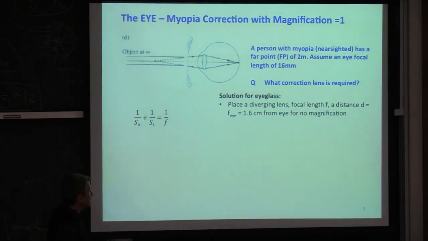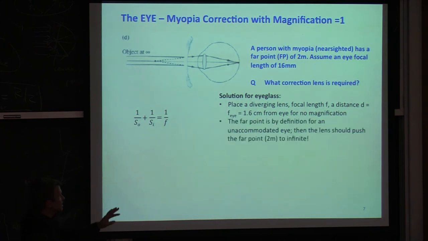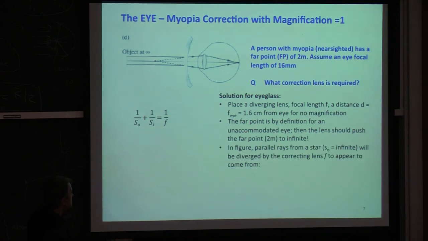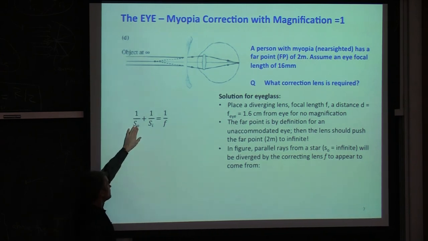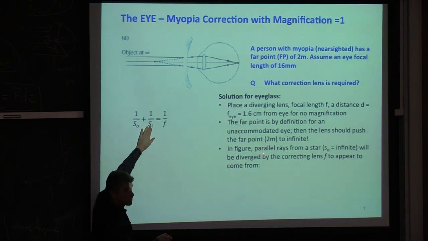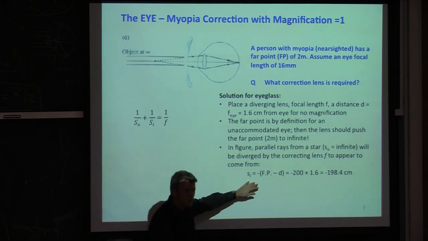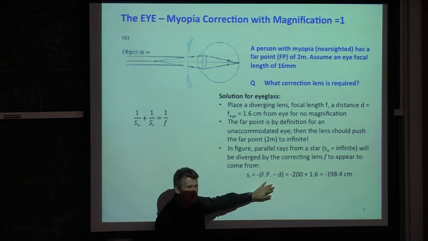Okay. So if I run through this, I'm going to put a lens a distance d equals 1.6 centimeters away from the eye. That's for no magnification. That's Monday's lecture. What I do is I take a far point and I move it to infinity. And so I use this equation here. I put infinity here. Okay. I put in 2 meters there, okay, and I solve for F, and now I have a slight correction, which I didn't tell you about, okay?